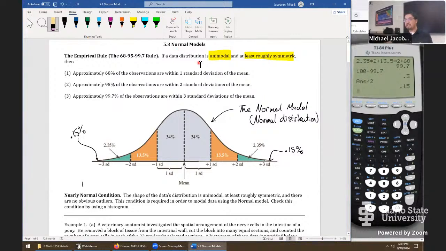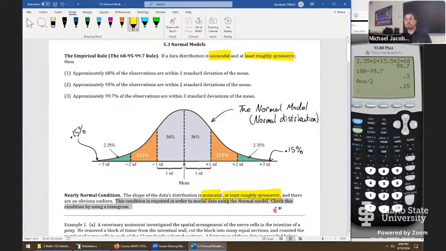But there's conditions when you're using this. It's already kind of stated up here, but this is what the book calls nearly normal condition. It's his way of admitting that no data is perfect. Perfectly symmetrical data is a mathematical fiction, essentially, almost an indication of fraud somewhere if your data is perfectly symmetric. The condition says the shape of the data's distribution is unimodal and at least roughly symmetric, and there are no obvious outliers. This is the condition required in order to model data using the normal model.